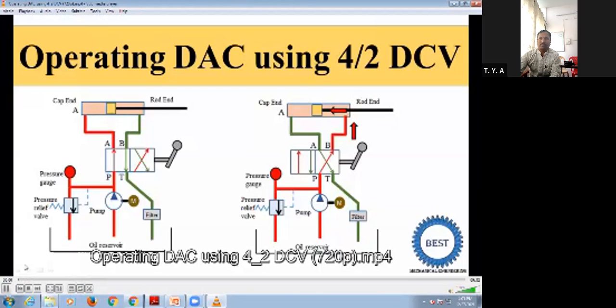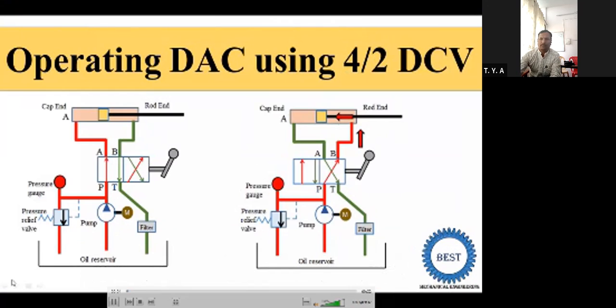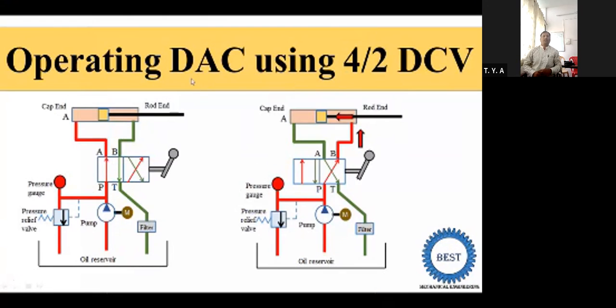In this video, I explain the design of hydraulic systems or hydraulic circuits. In this hydraulic system, a double acting cylinder is used as an actuator. So here the DAC is written. DAC means double acting cylinder, and this double acting cylinder is operated by using the 4/2 DCV. DCV means direction control valve.